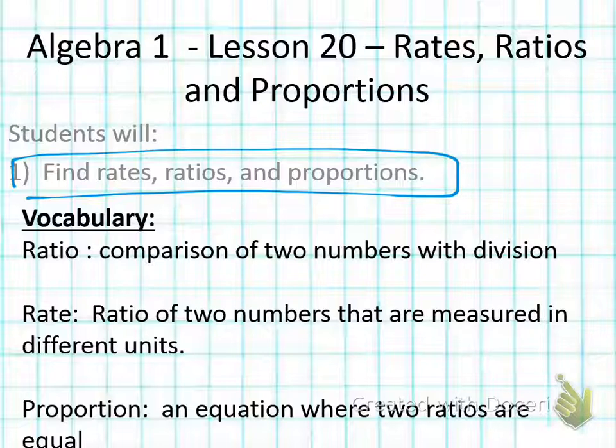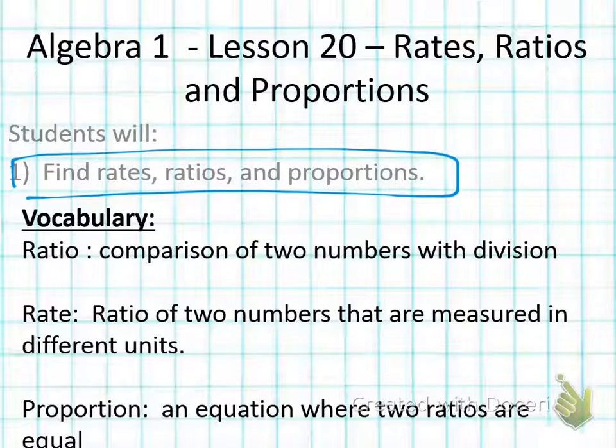There's some vocabulary up here. Ratio is a comparison of two numbers with the division sign. Okay. A rate is a ratio of two numbers that are measured in different units. So a ratio is a comparison of two numbers with the division sign. So we might want to compare how many boys there are to girls, or we might want to know the ratio of touchdowns for each game. Like we have so many touchdowns or points per game. So touchdowns, wins versus losses for the year, and so forth.